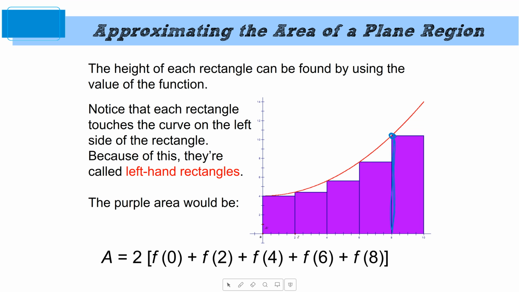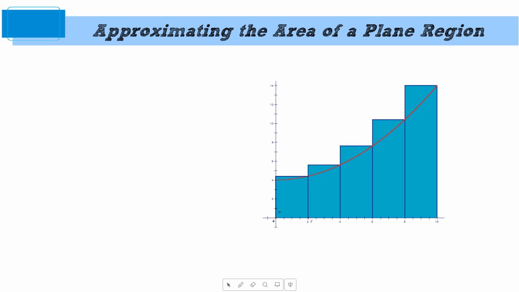Go back to the purple picture. When I calculate the area of those 5 rectangles, this seems like a silly question, but I'll ask it anyway. Will the answer be smaller or bigger than the actual area under the curve? Smaller. Good. Perfect. In this case, when I do a right-hand rectangle, is the area bigger or smaller than the actual area? Bigger. Good. Those are called overestimates and underestimates.